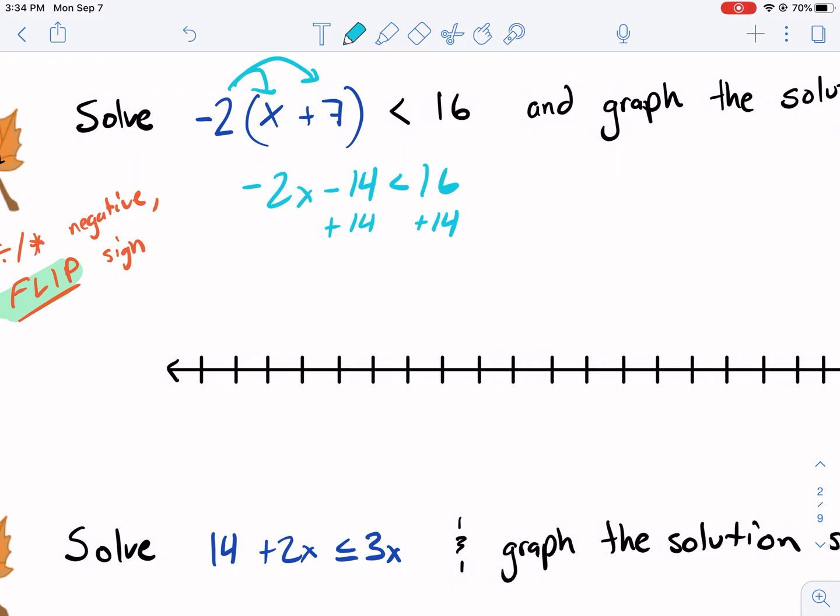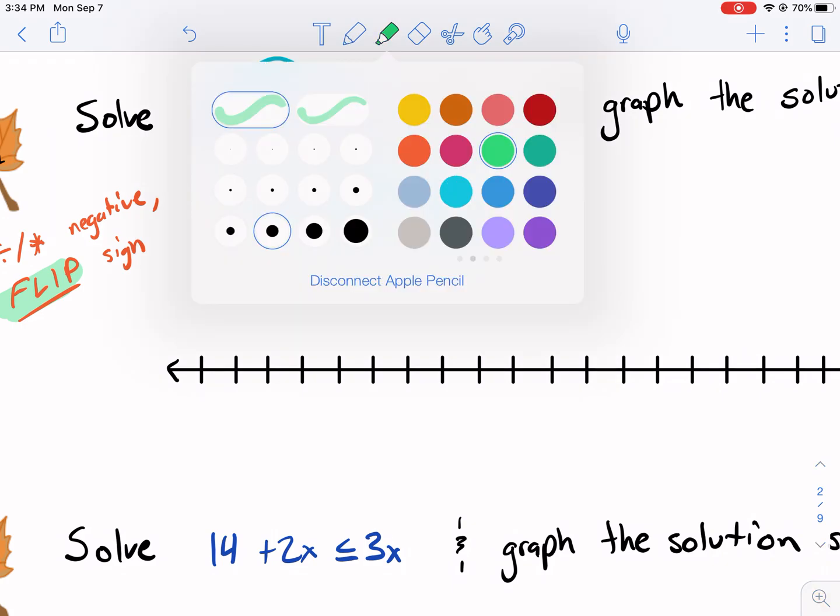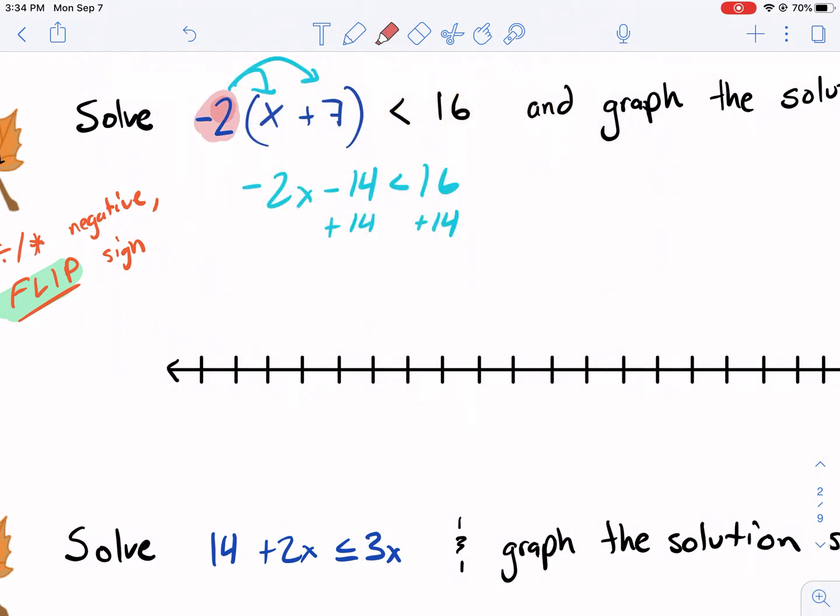Now, one thing you can keep in mind, notice how there's more than one way to do certain things. Notice how we have a -2 being multiplied out in front here. Technically, you could have divided both sides by -2 first and then proceeded from there, but I'm just doing what most people do, what works most of the time, which is distribute the -2 first. So I distribute the -2, and now I'm getting the x by itself. So I get -2x is less than, and here we have 16 plus 14 is 30.